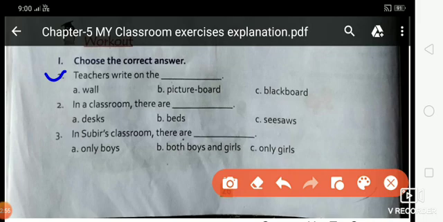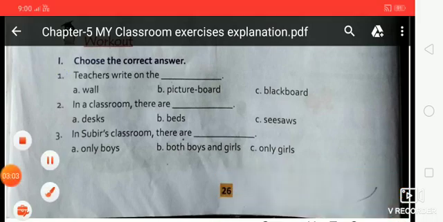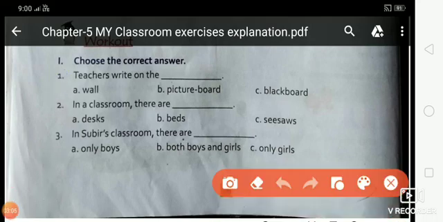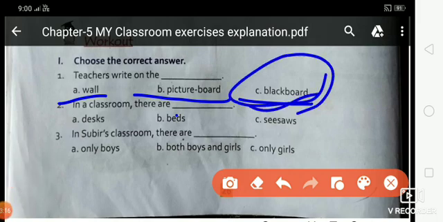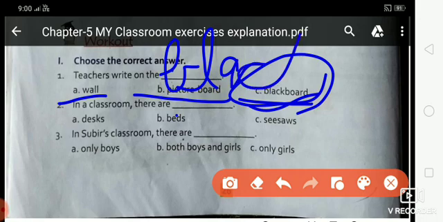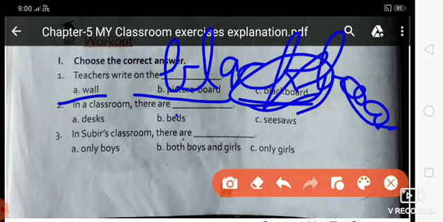The first sentence is: teachers write on the dash. So students, where do the teachers write? Option A is wall, option B is picture board, and option C is blackboard. You all are aware that in a classroom teachers write on the blackboard. So here you have to write blackboard. Option C is the correct answer. Is that clear?